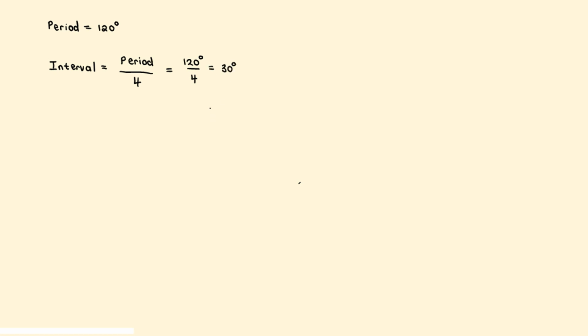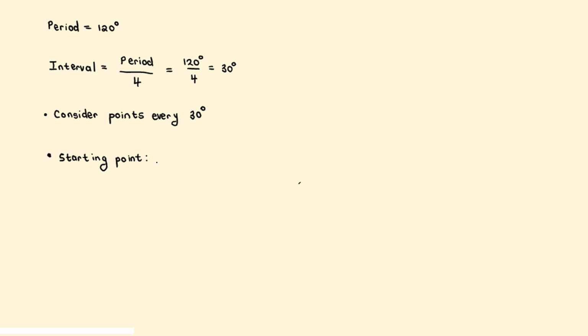Okay, we've already seen that the period is equal to 120 degrees. So the intervals that we're going to be working with are given by the period divided by 4. So 120 degrees divided by 4 is 30 degrees. Okay, so we're going to consider points every 30 degrees. Then we need to find ourselves a starting point. I usually like to find a 0 point, the origin.